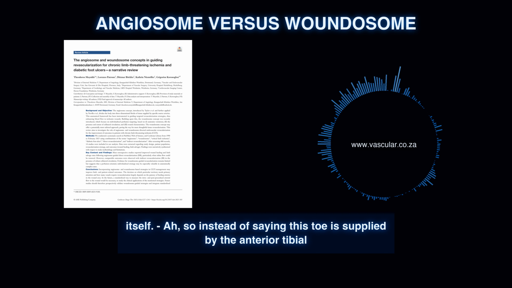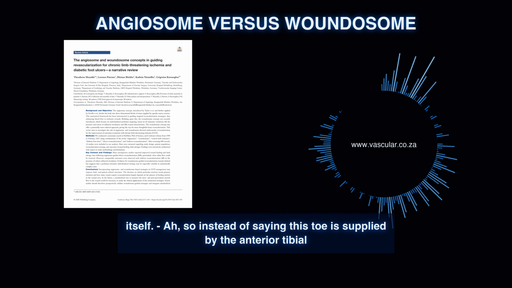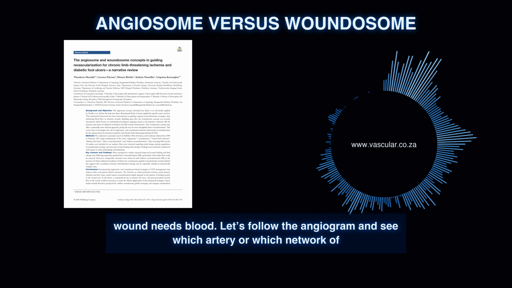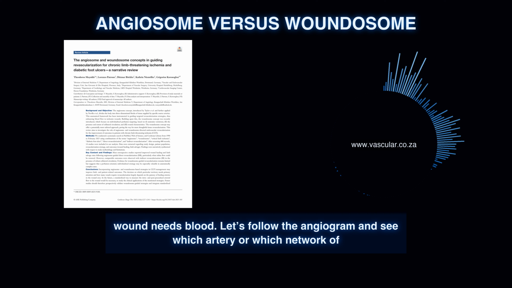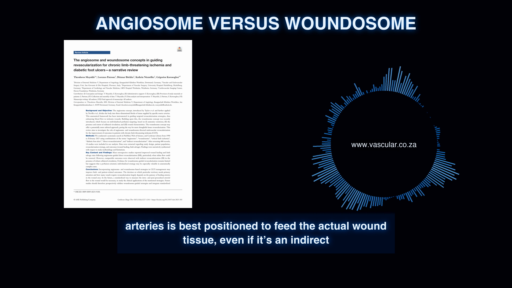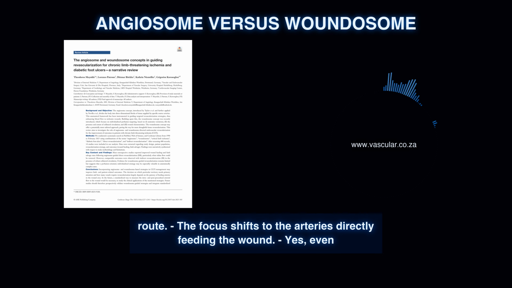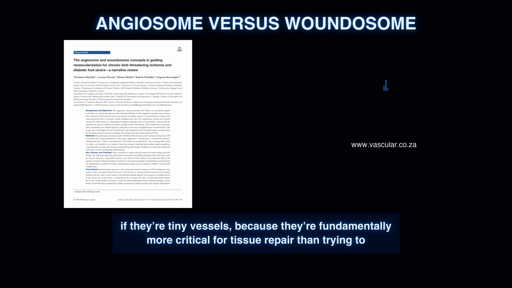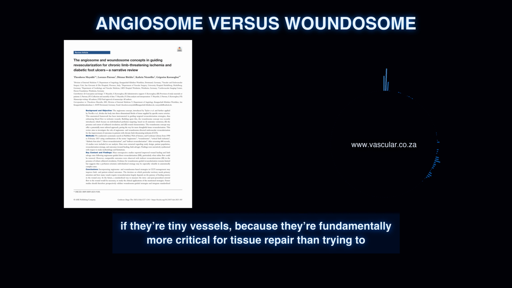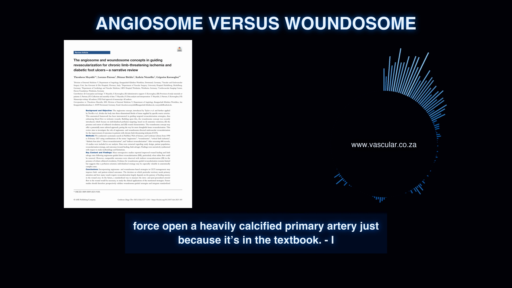So instead of saying, this toe is supplied by the anterior tibial artery, so we must fix the anterior tibial artery, you're saying this wound needs blood. Let's follow the angiogram and see which artery or which network of arteries is best positioned to feed the actual wound tissue, even if it's an indirect route. The focus shifts to the arteries directly feeding the wound. Yes, even if they're tiny vessels, because they're fundamentally more critical for tissue repair than trying to force open a heavily calcified primary artery just because it's in the textbook.